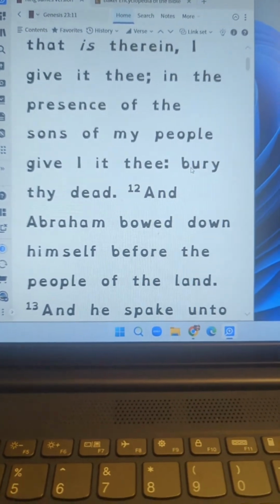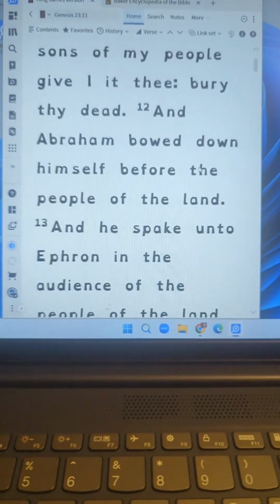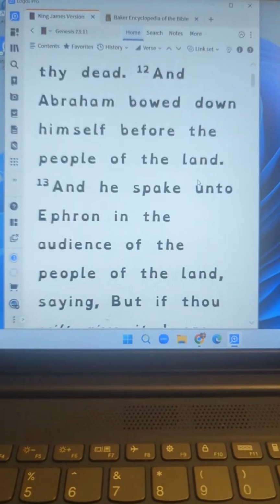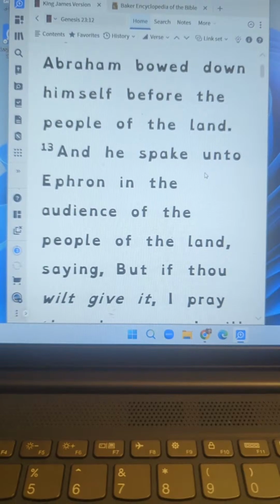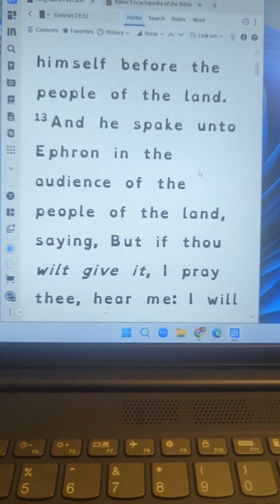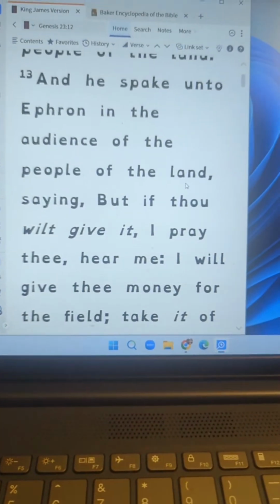And he spake unto Ephron in the audience of the people of the land, saying, But if thou wilt give it, I pray thee, hear me. I will give thee money for the field.